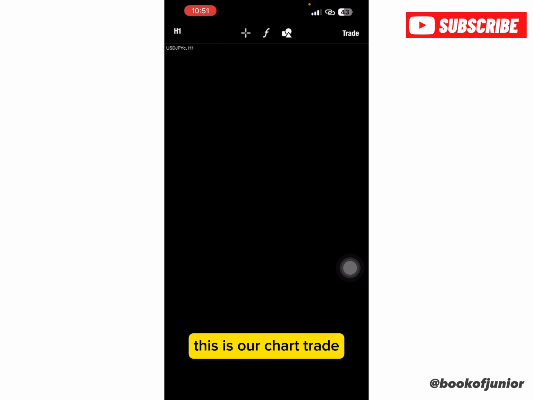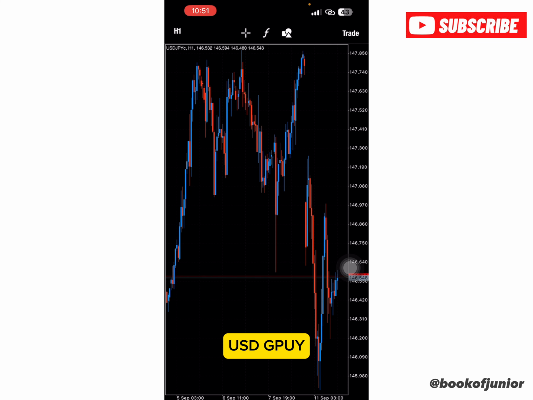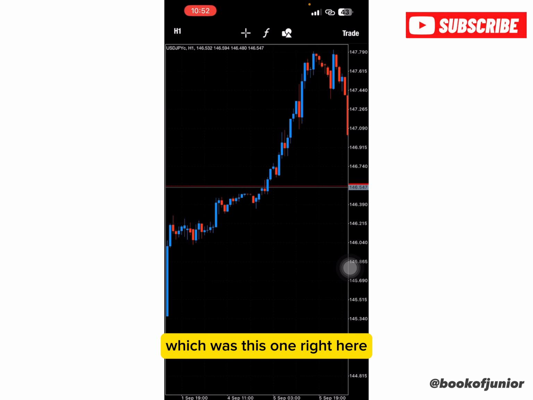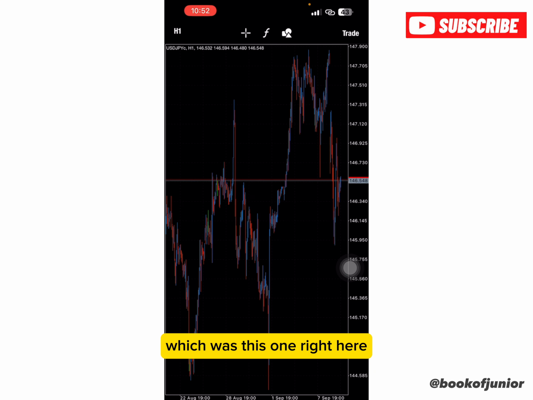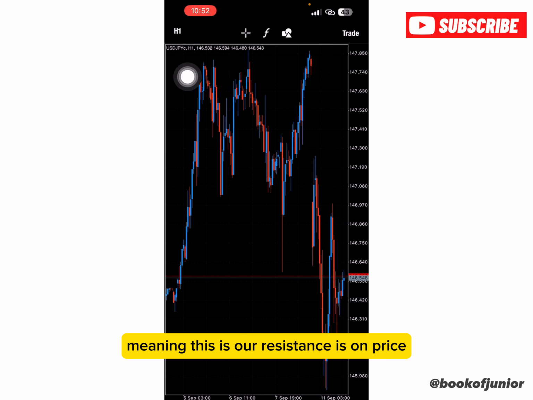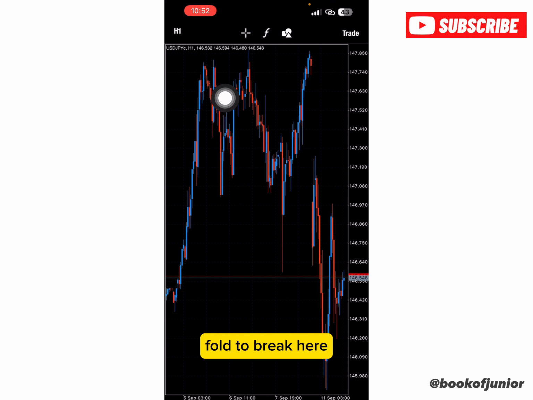So this is our chart, traders. You can see this is our chart, USD JPY. Price was currently floating at a major zone, which was this one right here, as you can see. So this is our resistance zone. Price failed to break here, price failed to break here.